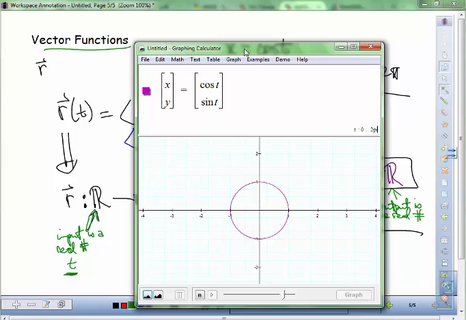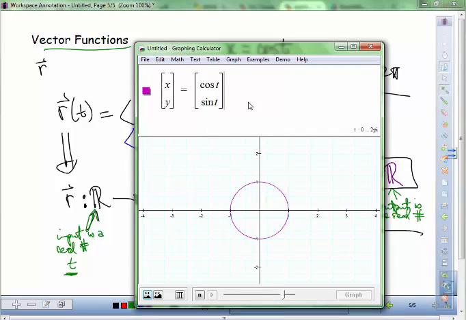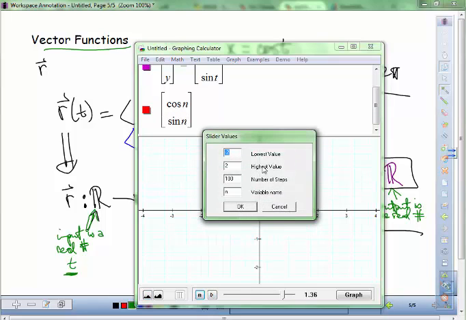Now, if I do this right, let's see if I can actually draw vectors. Let's start off by seeing if I can draw the points. Pi, 2 pi, 2.8, 6.28.